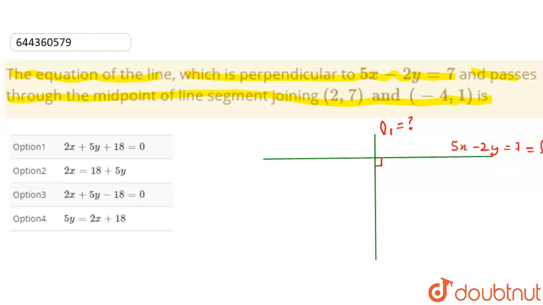We have given line L2, and another thing that is given to us is that the line whose equation is required is passing through the midpoint of the line which is joining these 2 points, right? So let's say that line is this, right? So here we can write the coordinates as (2, 7) and (minus 4, 1).